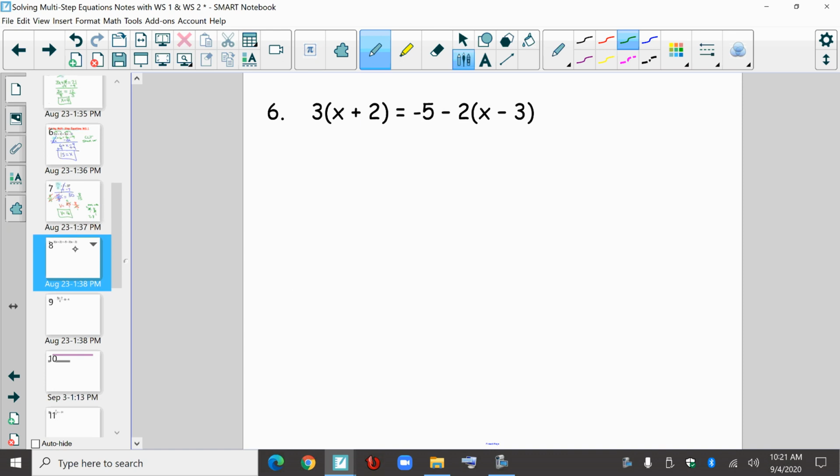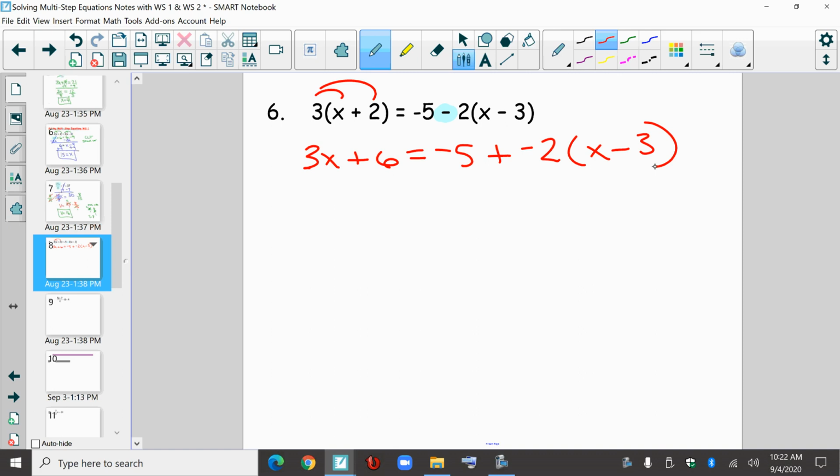Next, number 6. Okay, the very first thing I need you to do is look at your problem and say, do I have parentheses? Well, the left-hand side is super easy because you guys are going to say, okay, well, this is going to be 3x plus 6 is equal to. But the right-hand side is where things are going to get a little funky. What I want you to do right here is address this minus. That's going to be a -5 plus a -2 parenthesis x minus 3.